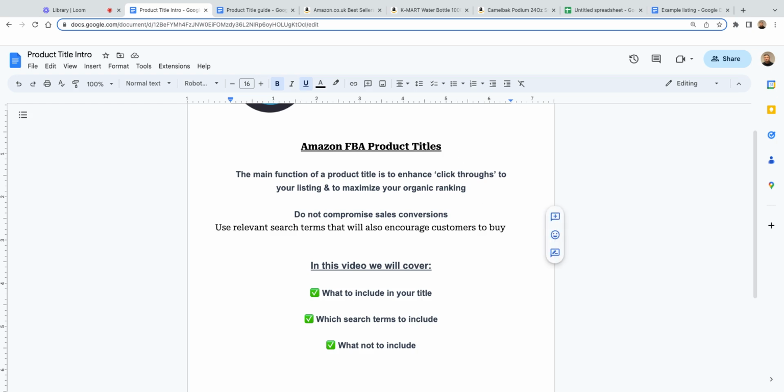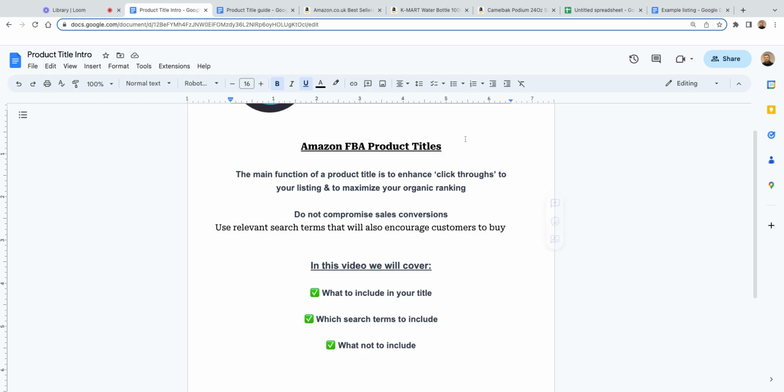I've just written a brief explanation for this video: the main function of a product title is to enhance the click-throughs to your listing and to maximize the organic rank. Do not, however, compromise sales conversions. Use only relevant search terms that will also encourage customers to buy. So here's what I mean by that.